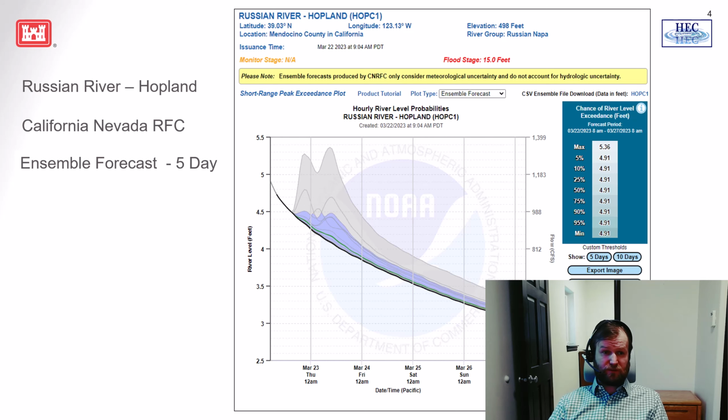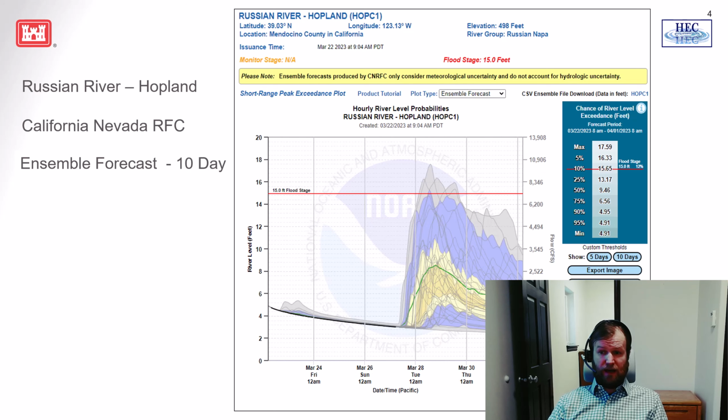But when we switch to the 10-day HEFS forecast, there is a wide range of possible river stages based on the meteorological uncertainty. Each of those individual lines represent an individual ensemble trace. So this reflects that there is a high likelihood of an atmospheric river event to occur in the 10-day period, but the exact impact and location, how the event would impact the watershed, was still highly variable 10 days out.